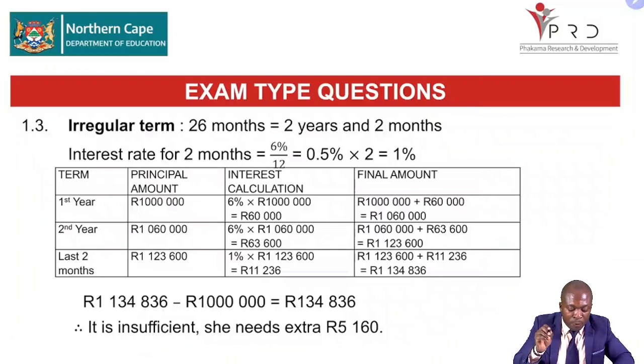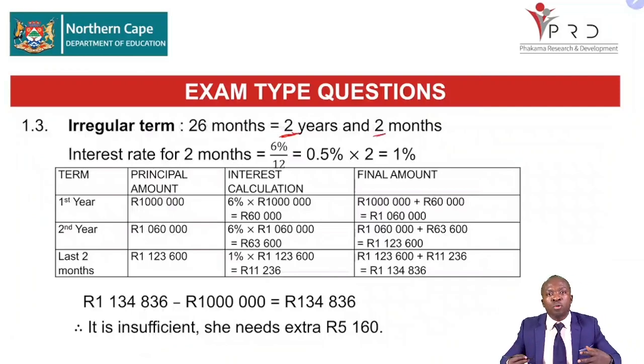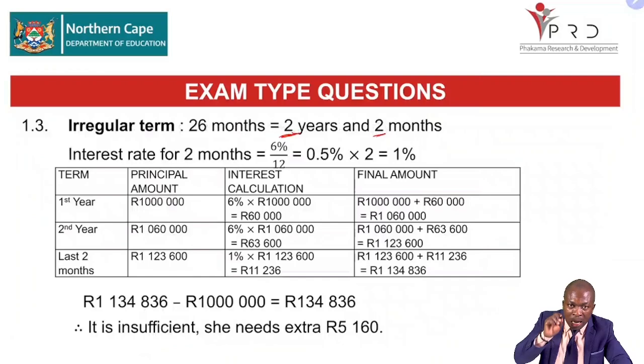Remember, the investment is for how many years? 26 months. So it means that a year is 12 months. 12 months, that is what? 24. Then that's why you see me having 2 years and 2 months. So what you do is to try and break it down. Break it down and see how many years and months are there. So look at how you are supposed to do such a question in case you find it.